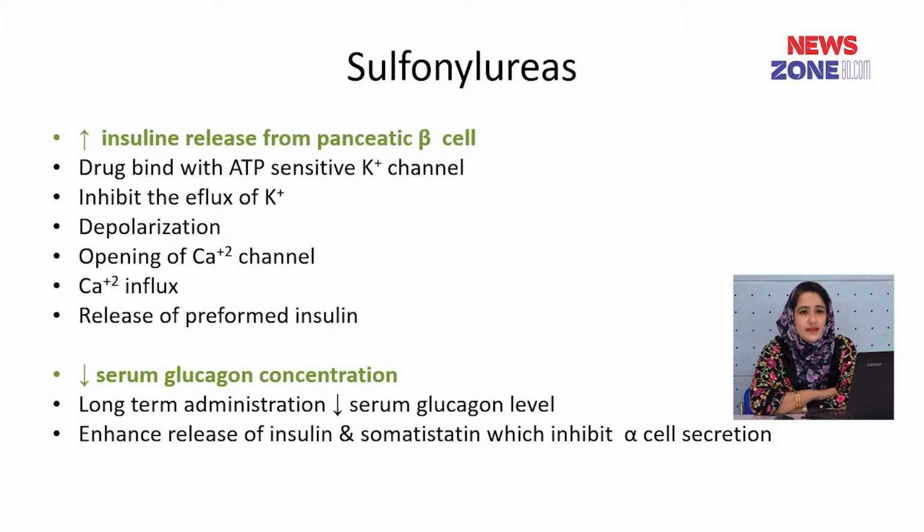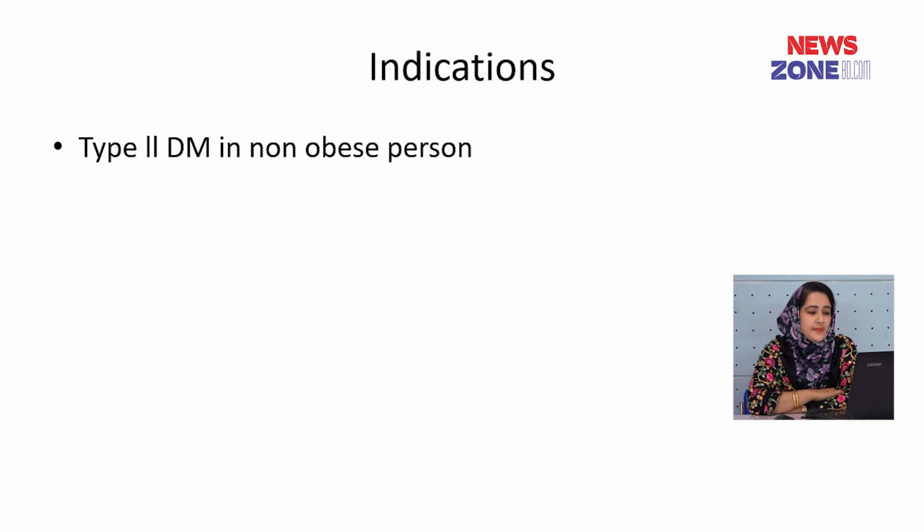And the other mechanism is reduced serum glucagon concentration. The long term administration of this drug may reduce the serum glucagon level by enhancing the release of insulin and somatostatin, which inhibit the alpha cell secretion. What are the indications of sulfonylureas? Sulfonylurea can be used in type 2 diabetes mellitus in non-obese persons.